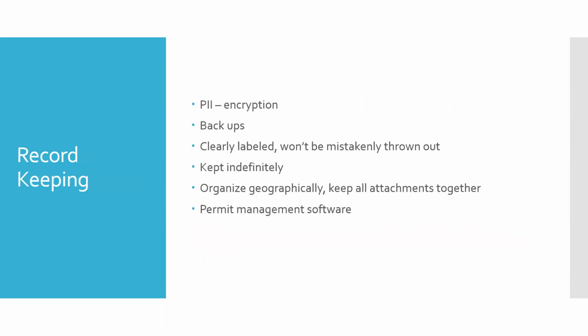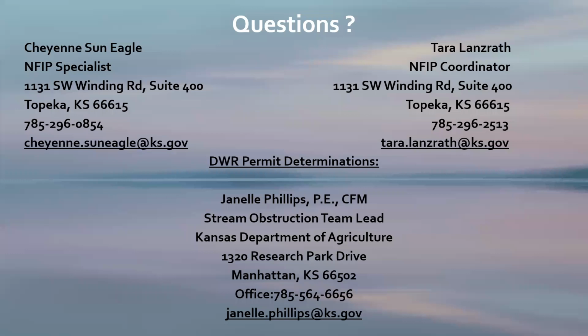And then we have to keep records indefinitely. You might want to encrypt those records because there's private information. Always keep them on file, have backups. Make sure they're clearly labeled somewhere and filed away safely so that they don't get lost or thrown out. I've been told keeping it geographically organized is the best way to do it. And then there might be permit management software, but I don't know a whole lot about that. But other than that, if there are questions, let me know.